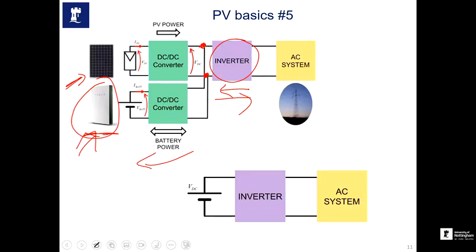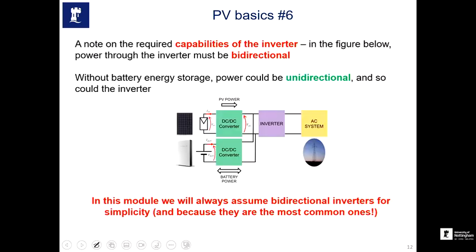That's just what I just explained. In this module, we'll always assume bidirectional inverters for simplicity, and another reason is that it's the most common one. And another thing is that if the inverter is bidirectional, it doesn't mean that it will always try to push power back from the AC system to the DC link. It will depend, again, on how you control it.